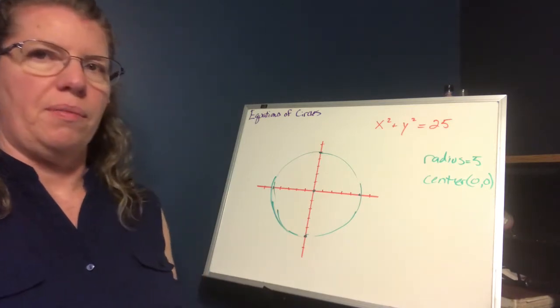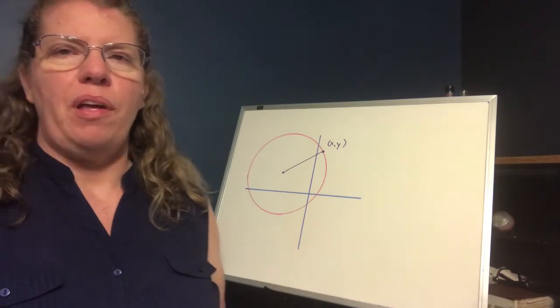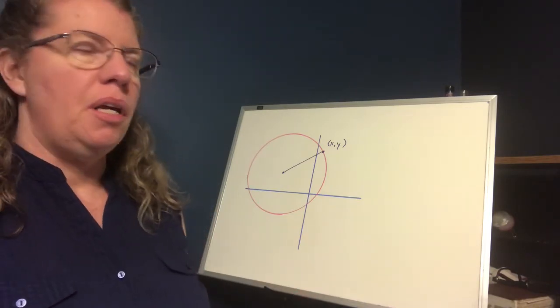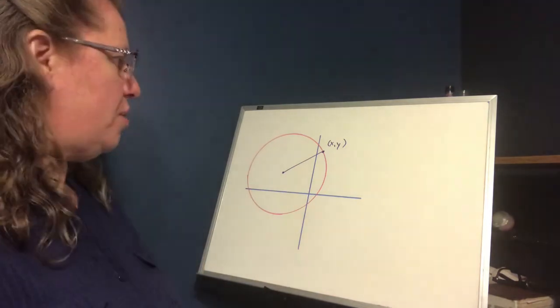Okay, let's look at some things. Let's explore a little more. This time we ask ourselves, what happens to our equation if our circle's not at the origin? How does our equation change?